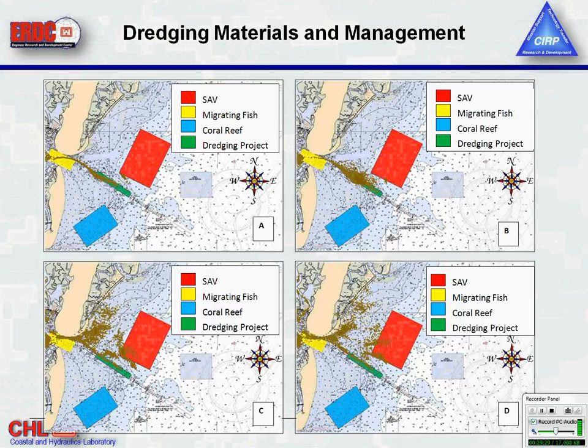the navigation channel. The red color is the SAV, the vegetation, and the yellow color is the migrating fish through the area. We have a coral reef, and the dredging project is the green area. Depending on the kind of dredging, the study simulated particles either overflowing or leaking through the dredging practice, and also studied how this area is affected by this material and overflow or leaking from the dredging practice.